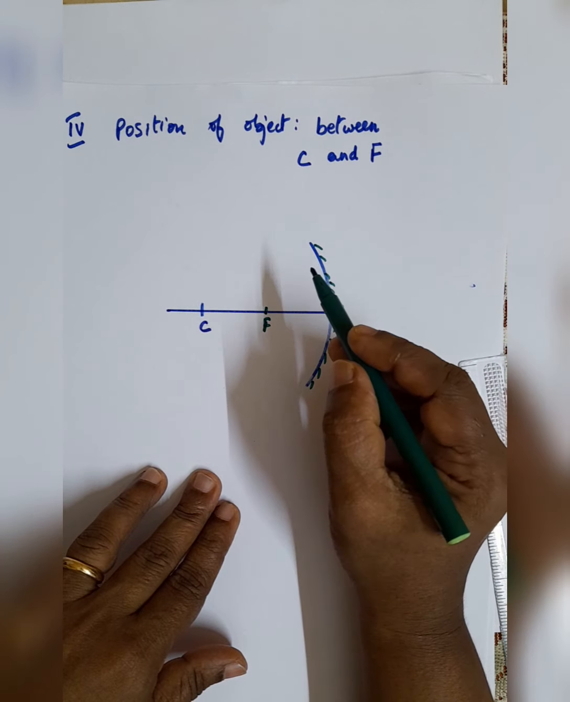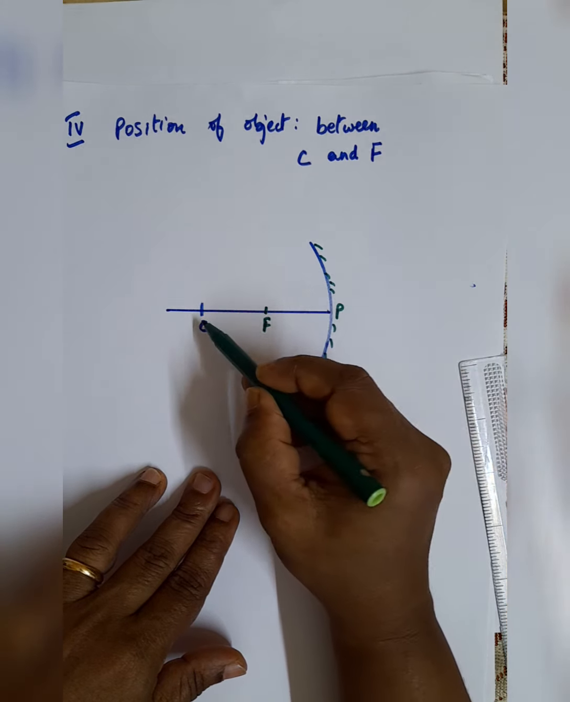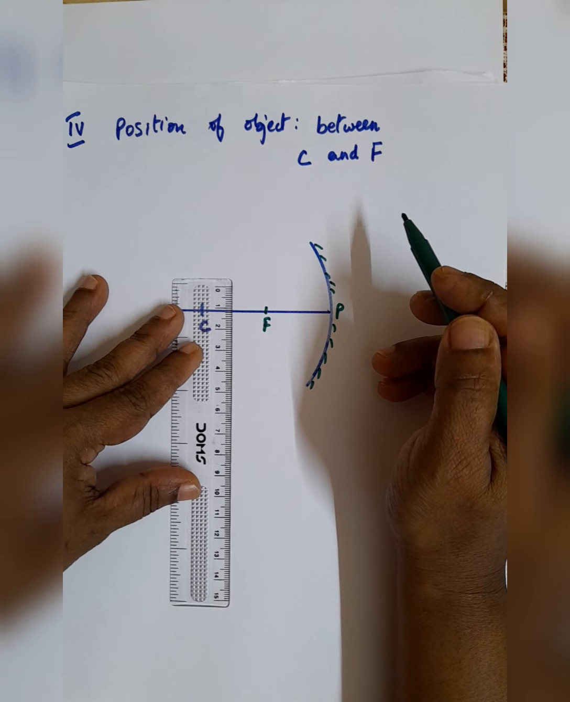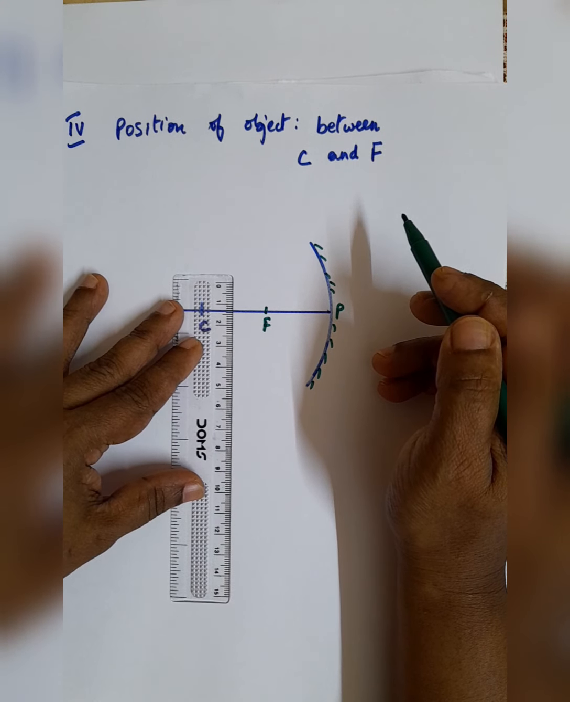Now the position of the object you have to place between C and F, center of curvature and the focus. So keep it roughly between C and F. Don't take the object too big, don't take it too small. So roughly I take it 1.5.